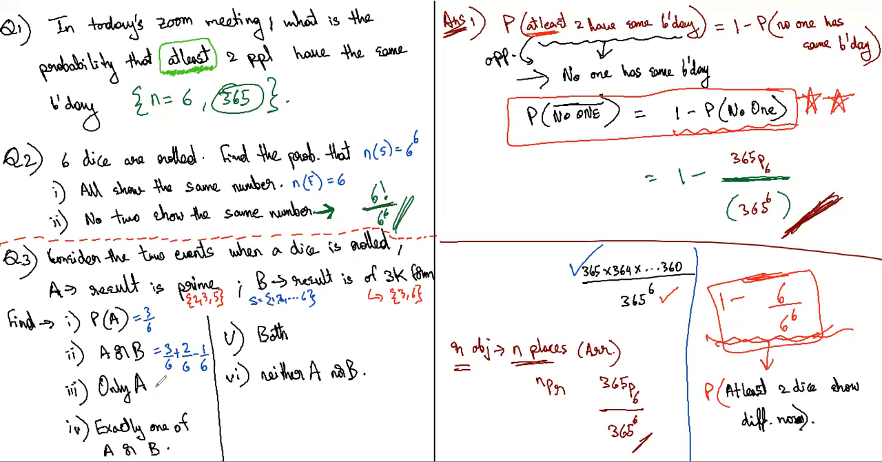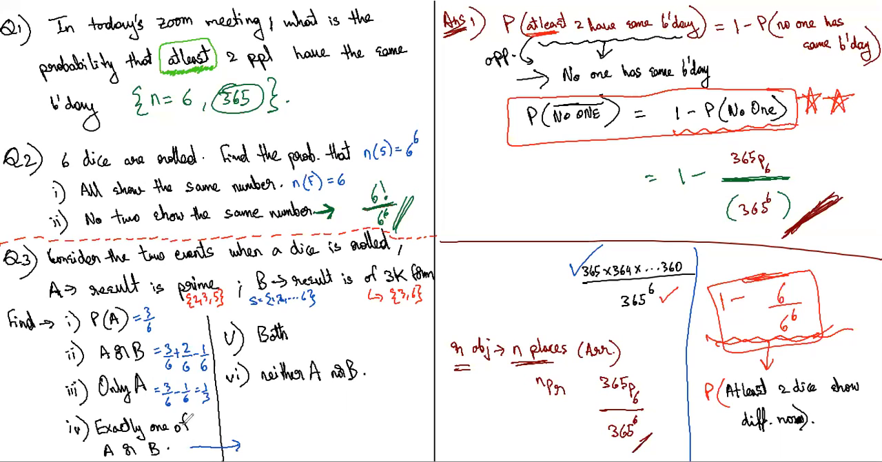Okay. So only A. How do we write only A in set notation? Sir, A minus A intersection B. Good. Probability of A minus probability of A intersection B. So it is 3/6 minus 1/6, and the answer will be 1/3. Next, fourth one, exactly one of A or B. This is a little important. Will it be half? Yes, half.